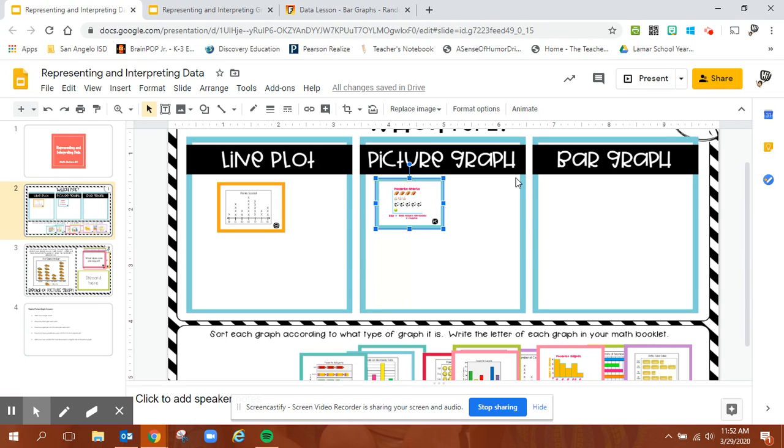The last one we're going to talk about today is bar graphs. This one also gives us a clue. This word bar tells us that we're going to be using bars to represent our numbers, okay? So if I look down here and I pick this one, this is a bar graph. Notice that there are different bars that are representing a number, okay? So anytime you have something with bars in it, you're going to be using a bar graph. So all you're going to do is sort each of these into where they go. The next part says write the letter of each graph in your math booklet. Well, we don't have our math journals, so you don't have to worry about that, okay?